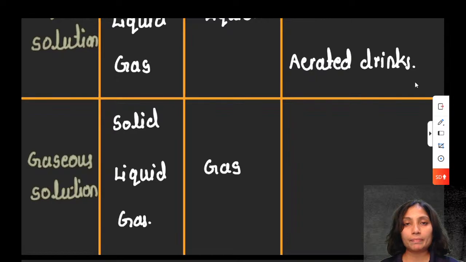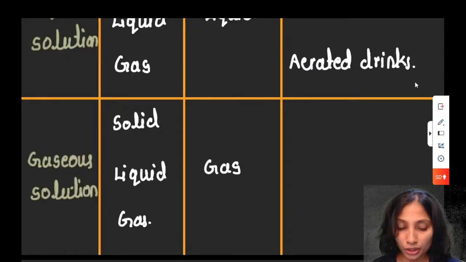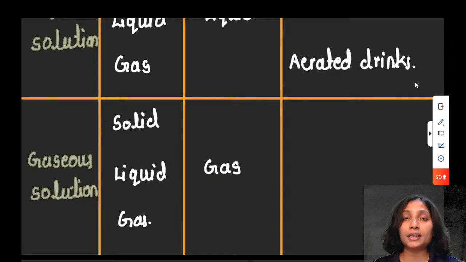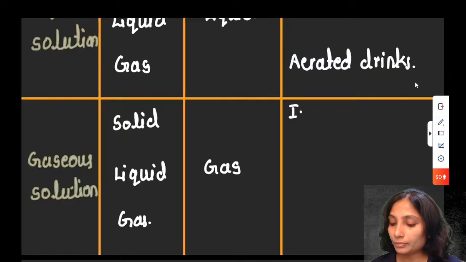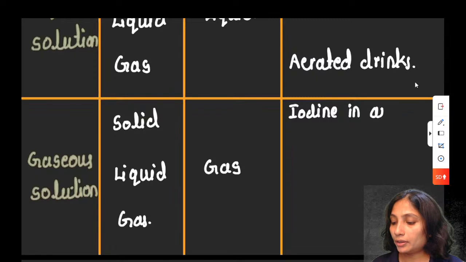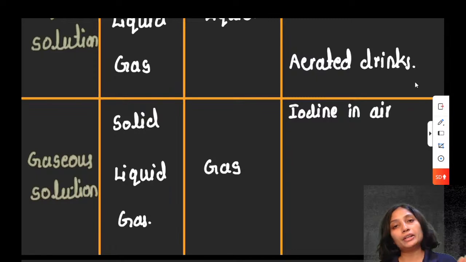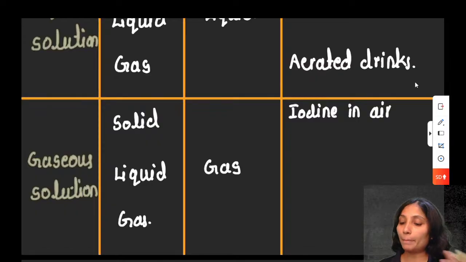Solid in gas. An example for solid in gas is camphor. We know camphor, when it evaporates it goes to gaseous state, so you can take the example of camphor in nitrogen gas, or iodine vapors in air also. Iodine is also a volatile substance, it evaporates, it directly goes to gaseous state, so you can take iodine in air, or camphor in nitrogen. Any example you can take.